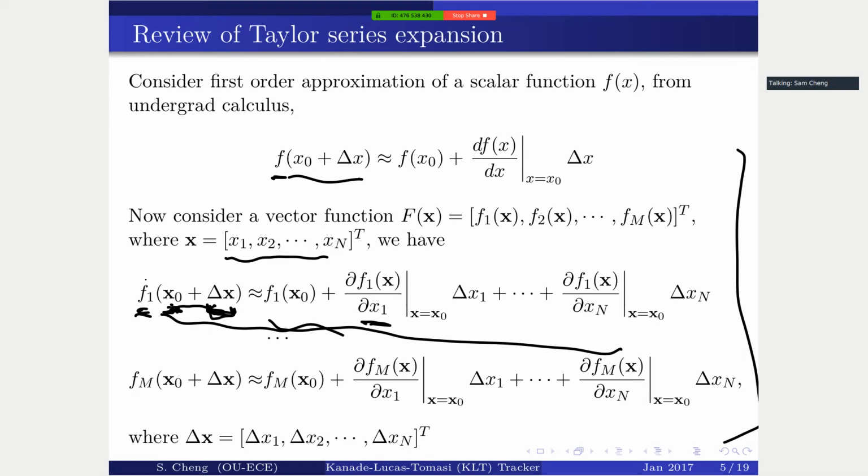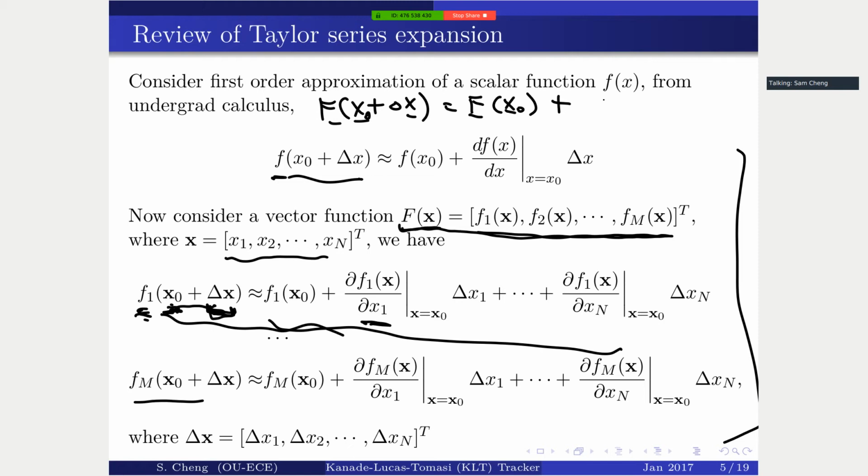If my function is actually a vector itself, then for each component I can also expand the Taylor series, right? Then I can group them, so that f of x plus delta x, where all of these are now vectors, I can write as f of x naught plus a first order derivative multiplied by delta x, right? So it's similar to this, but what will it be?